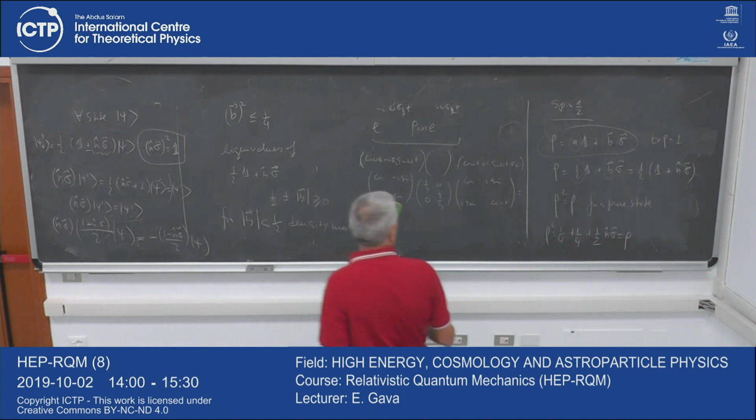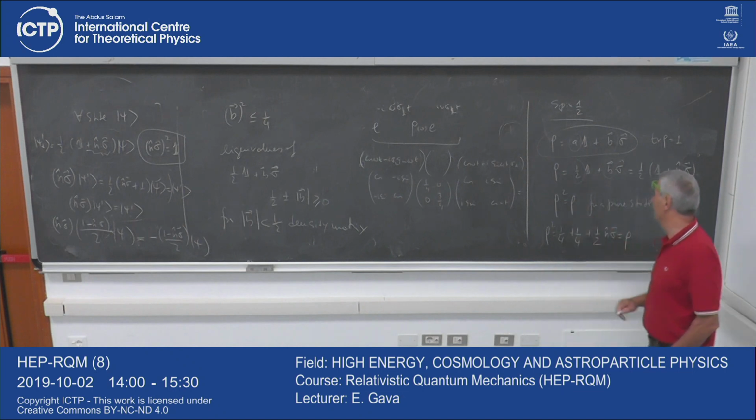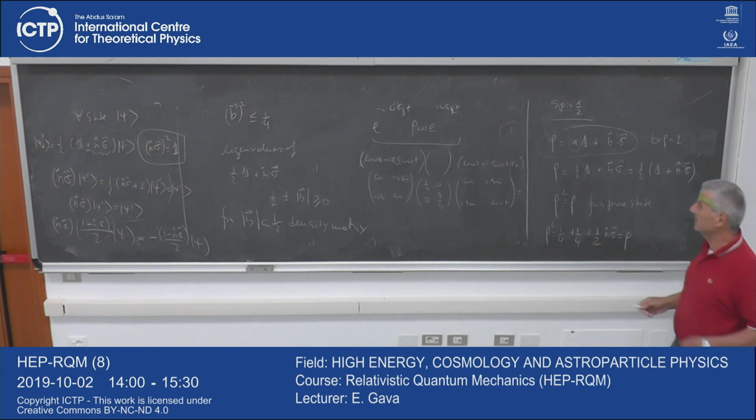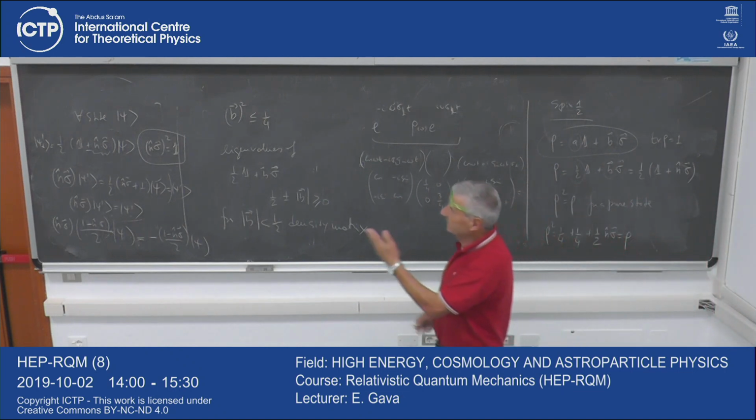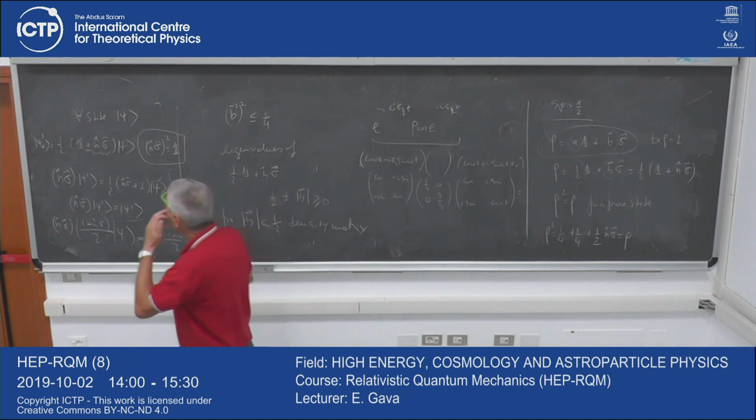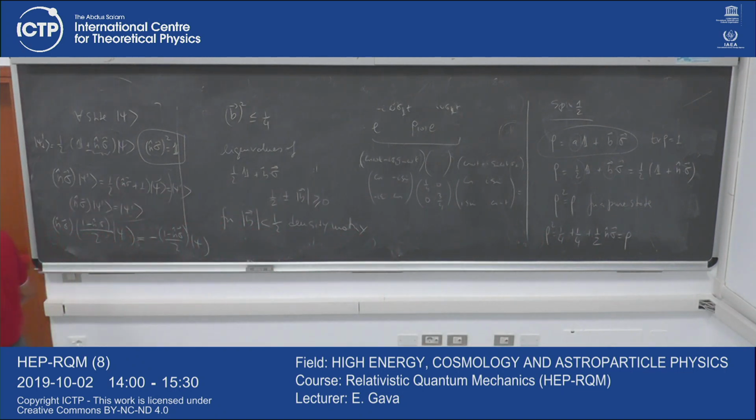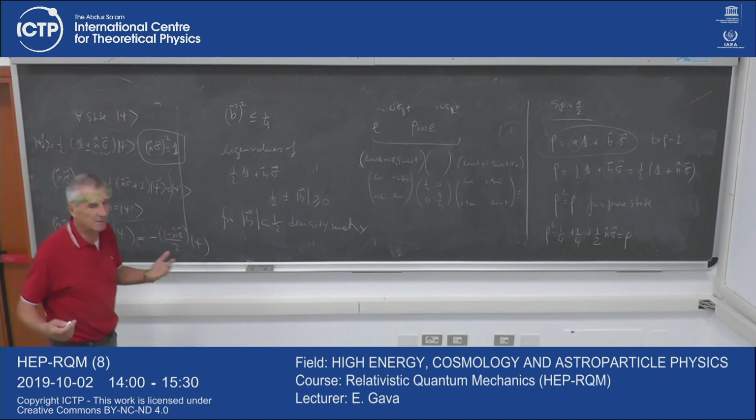So the square of it is equal to itself. And so this is a projector in the sense that it projects any vector in this two-component vector space onto eigenstates of this operator. This would be the pure case, right?